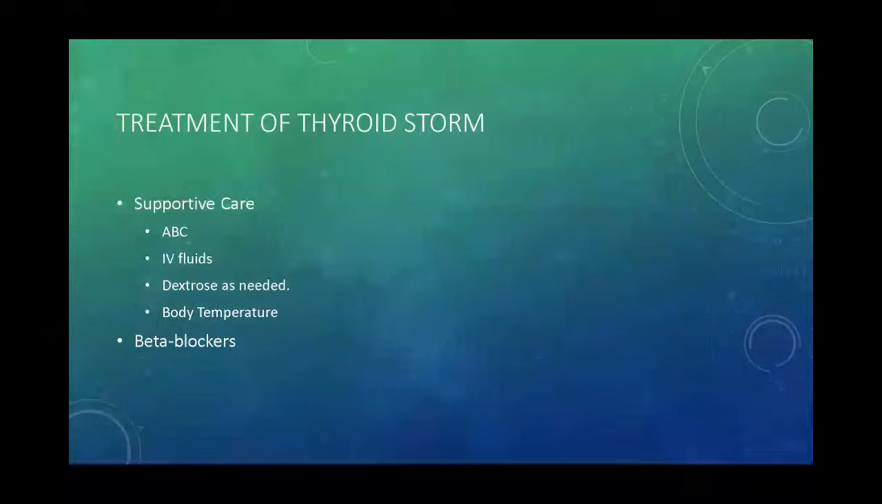Typically you treat that with Tylenol. It's not recommended to use aspirin, as aspirin can actually increase the amount of thyroid hormone in circulation and make their condition worse. Other things to control their body temperature would be any type of fan or cooling blankets that are available. Try to keep them exposed. If they do begin to shiver, then give them a blanket just to keep them from shivering, because that can actually increase their temperature as well.